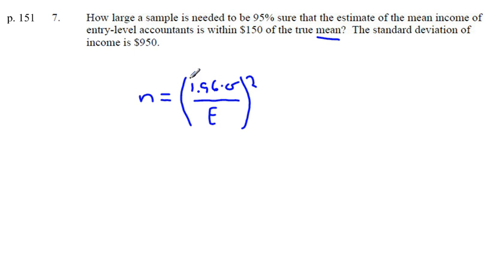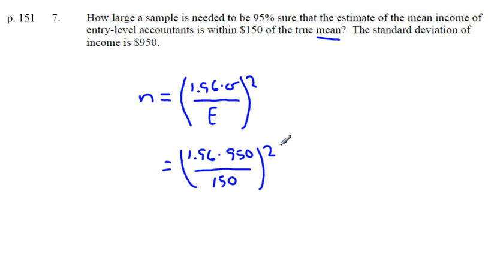Now the 1.96 comes from our formula. It's a Z value. So sometimes you'll see Z plugged in here, but since we're looking for 95% confidence, we're going to use 1.96. This sigma is our standard deviation, which we'll plug in. E is what you want to be within. It's the error. So that's $150. So the number of people equals 1.96 times standard deviation, which is $950, all over what we want to be within, which is $150, and then we square that value.